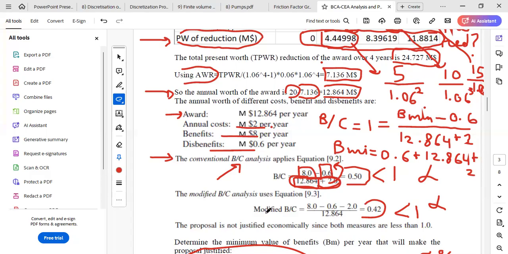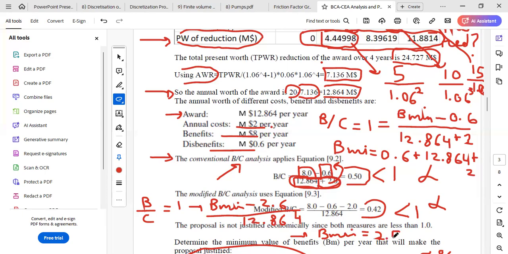If we use the modified equation, we have the following. Also B over C should be equal to 1. But in the modified approach, we subtract operation and maintenance costs from the numerator. So the equation will be B minimum minus 2.6 over 12.864 should be equal to 1. And this will give you a value for B minimum. So B minimum should be 2.6 plus 12.864. So of course it will be the same result.